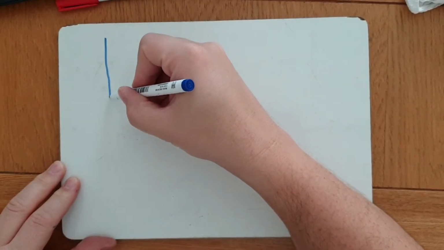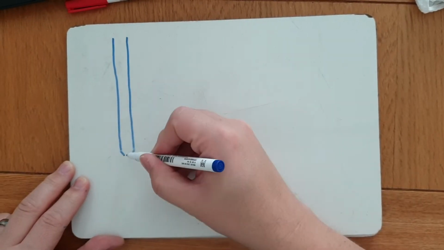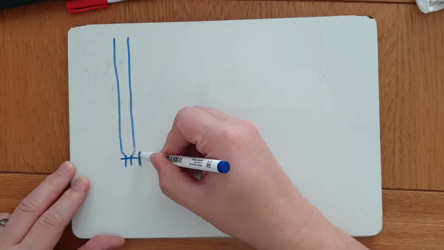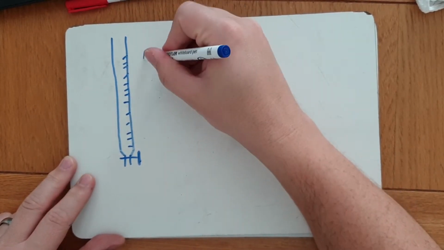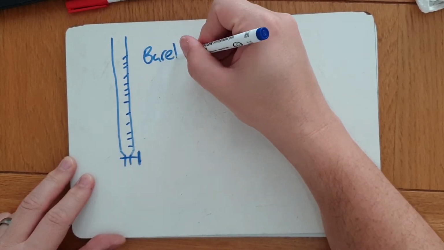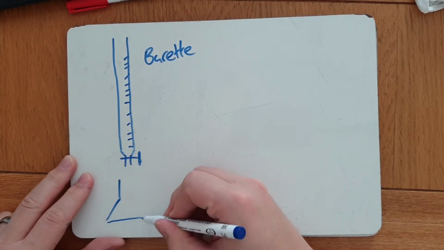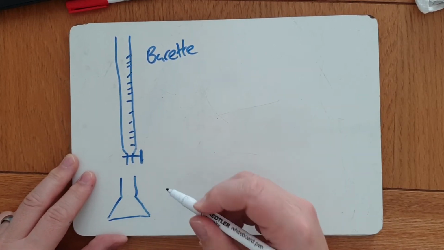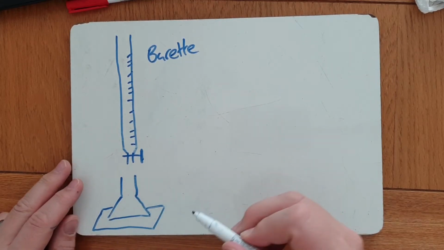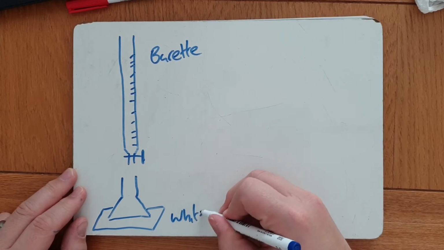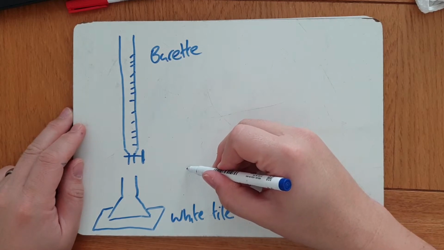So you get, if you excuse the drawing, a really, really long piece of glassware with a tap on the bottom, and it's got markings up the side. And that is called a burette. You get a conical flask in the bottom, and you put the conical flask on a white tile for reasons that we'll talk about later on.